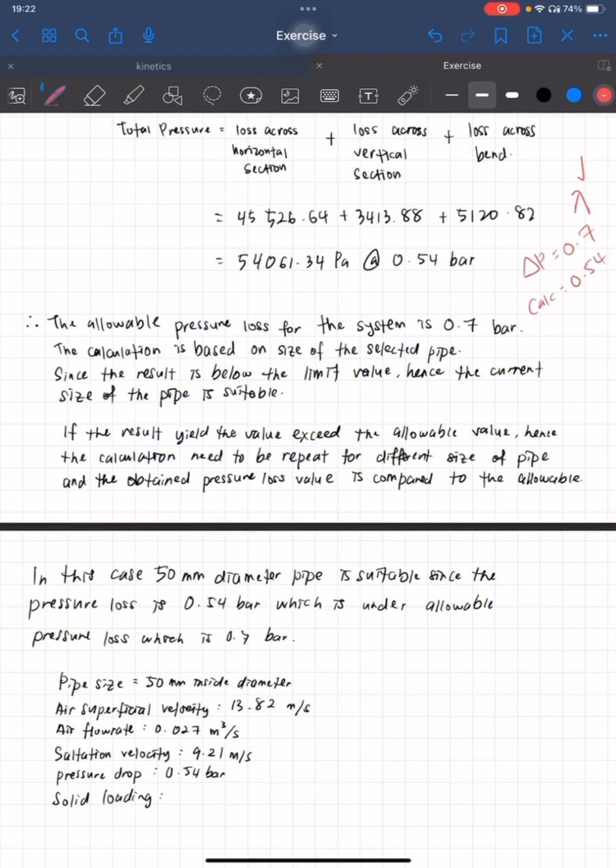So what happens if the calculated value here exceeds the value of the allowable pressure, which is 0.7? Then we need to start the calculation again using a different diameter of the pipe, and then we compare the obtained total pressure drop for the system, whether it is exceeding the value of the allowable pressure drop or not. So that's all for the solution for the equations. And thank you.